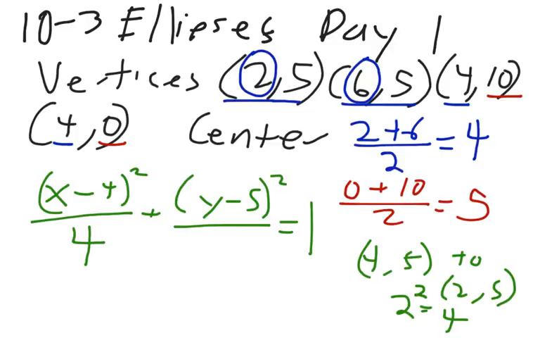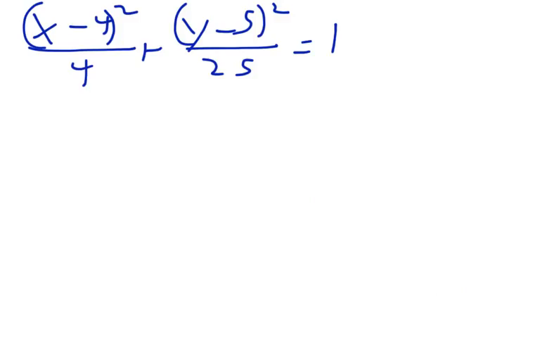For our y value, how far is it from (4, 5) to (4, 10)? That would be 5, and 5 squared is 25. So we have our equation. So here was our equation, and we need to find the two foci at this point.